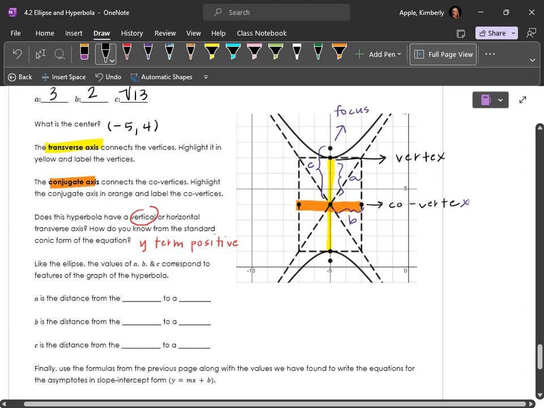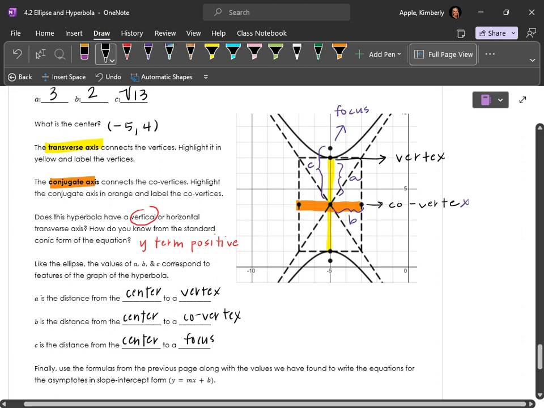Right? So A is the distance from the center to a vertex, and we're just summarizing here. B is the distance from a center to a what? Co-vertex. And finally, C is the distance from the center to a focus.